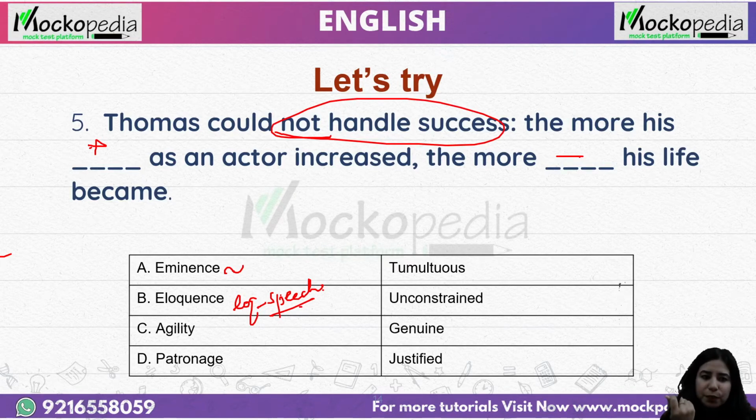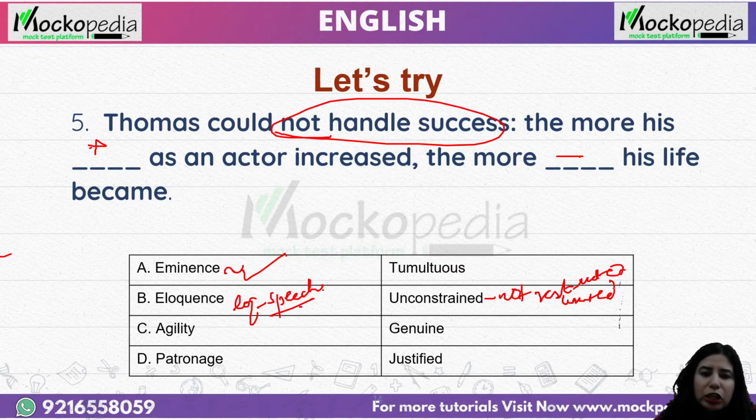Agility is when you are flexible, right? Patronage is support. So you are going to see that the only word that fits in will be just A. So A can be the right choice. And unconstrained is something which is not restricted. Not restricted, not limited, justified, so tumultuous is uthal puthal hona, right? So that's what you mean. So the more difficult his life became, there was a lot of chaos in the life. So the correct answer would be A in this case.